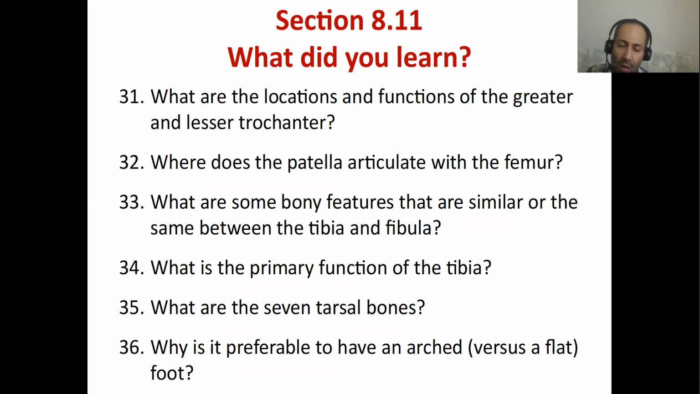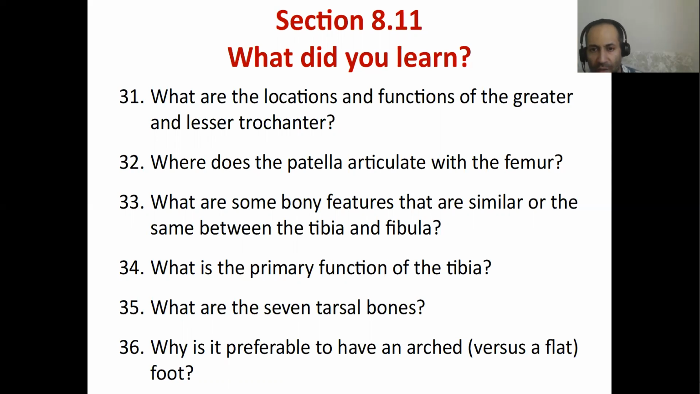Greater and lesser trochanter are located on the proximal end of the femur and they provide for attachment of the pelvic muscles. Where does the patella articulate with the femur? The patella does not articulate with the femur. It's simply suspended in the tendon of the quadriceps muscles. What are some bony features that are the same between tibia and fibula? They both have a head, a proximal region, a distal region. They're both long bones with a shaft.